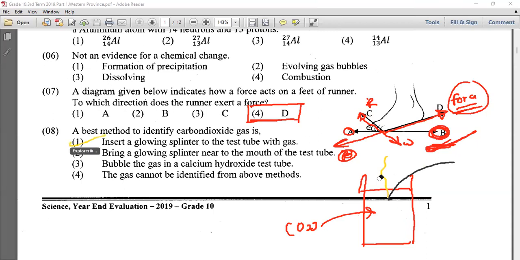But here you have another option. Bubble the gas into calcium hydroxide solution. Calcium hydroxide is what? Ca(OH)2 aqueous. In general words we call this lime water. Lime water is originally colorless.